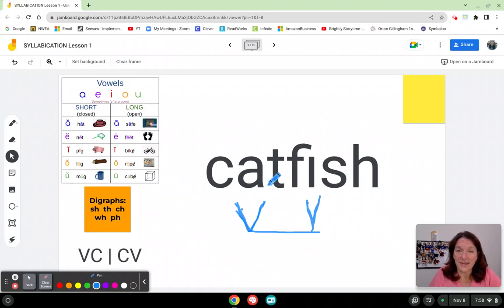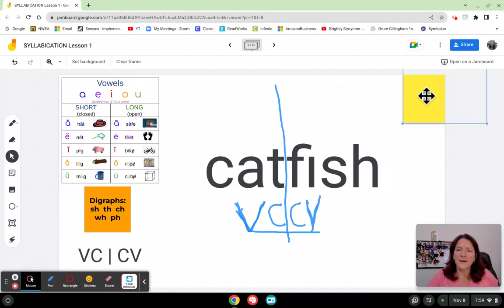Here is the letter T. The letter T, it's not a vowel. It is a consonant. So below the T, I'm going to put a C. The letter F, it's not a vowel, so it's a consonant. I'm going to put a C there. I know from my pattern, I'm going to split my word between two consonants. So I draw my line up. And now I've split the word. That line is splitting the word into two syllables.